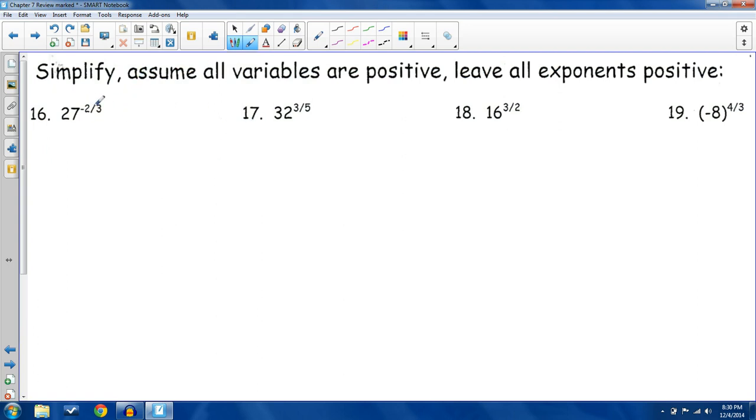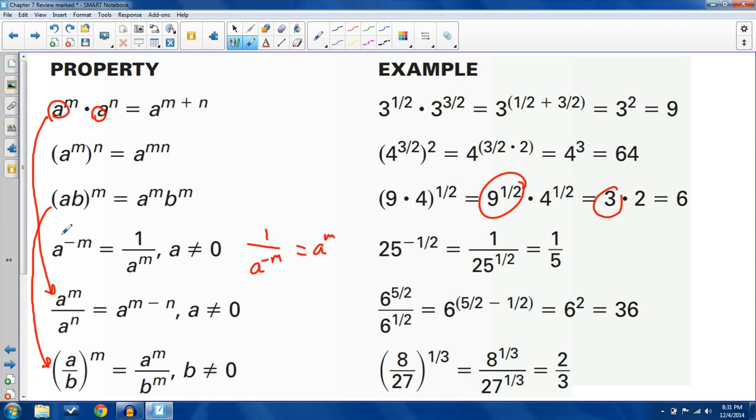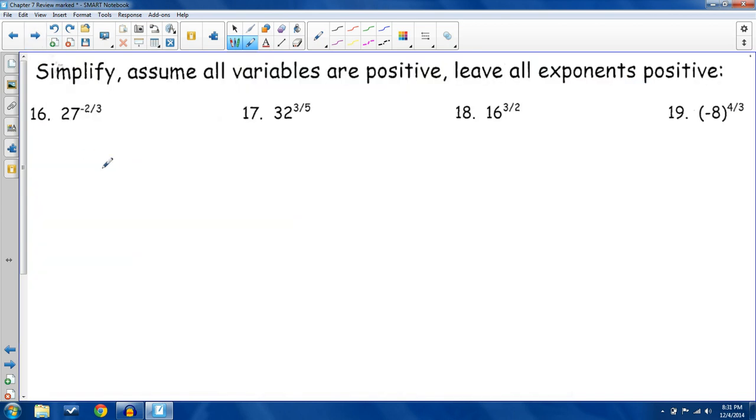Okay, fractional exponents. Here we go. First thing I want to do when attacking this problem personally is I want to apply this property right here. a to the negative m equals 1 over a to the positive m. When in doubt, get your negatives out of the way immediately. So this is 1 over 27 to the 2/3 power. Notice I didn't do anything but that step first.